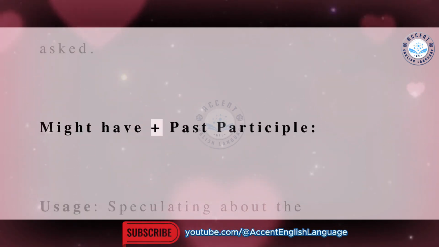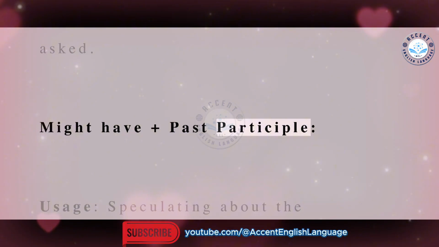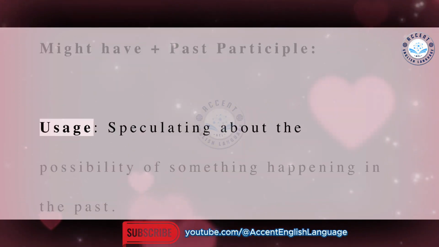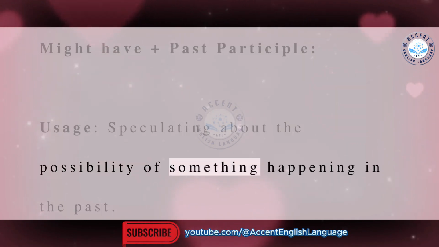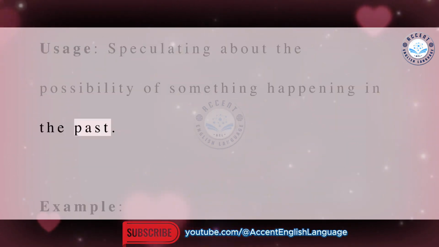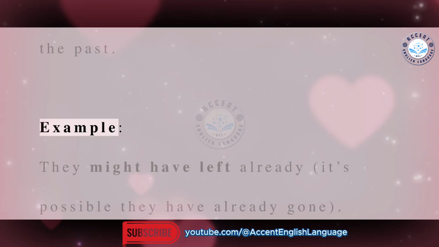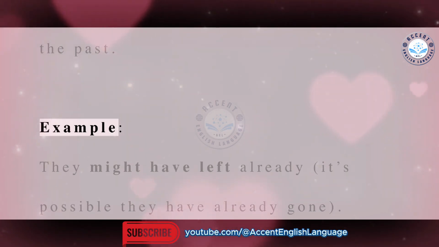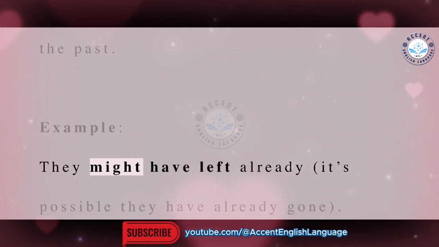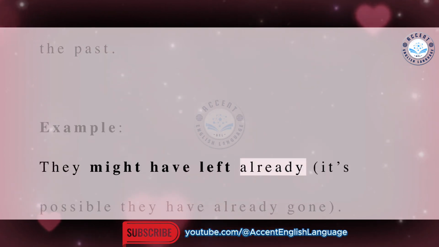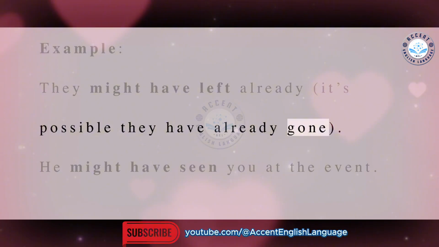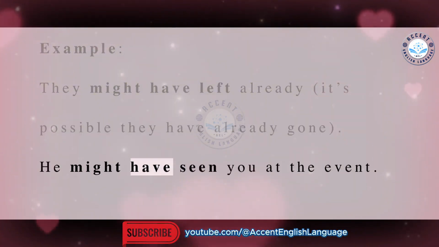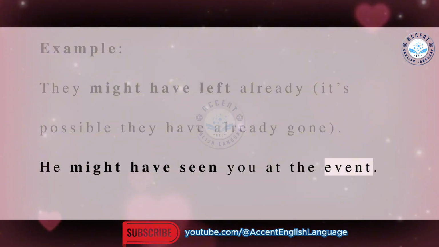Might have plus past participle. Usage, speculating about the possibility of something happening in the past. Example. They might have left already. It's possible they have already gone. He might have seen you at the event.